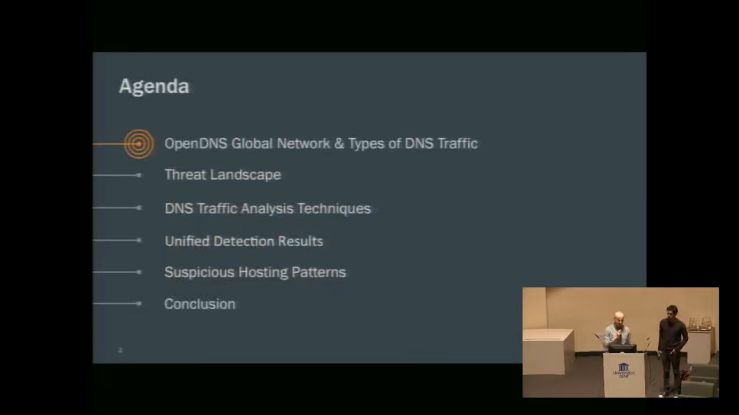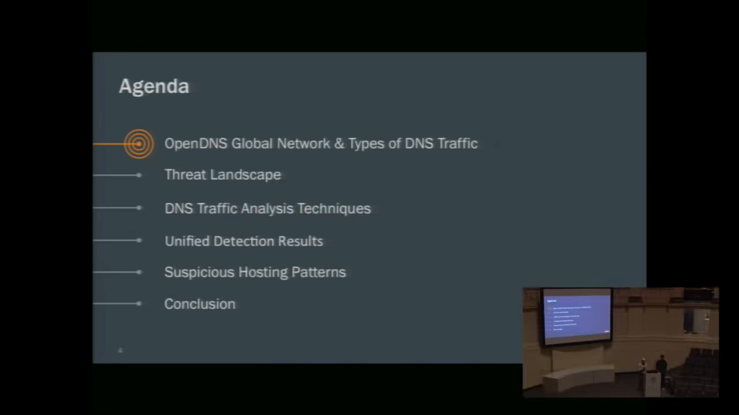And the outline in a nutshell would be something like this. We'll start with an overview of OpenDNS's global view and the type of traffic we deal with. Then we'll cover the threat landscape that we are focusing on, and then we'll talk about the actual methods of traffic analysis. Then we'll discuss some very interesting results that I hope you'll like. We'll also look at another major part of this research, which is studying the hosting infrastructures of these malicious domains that we catch with traffic analysis methods. And then we'll have a conclusion and open it up for questions.